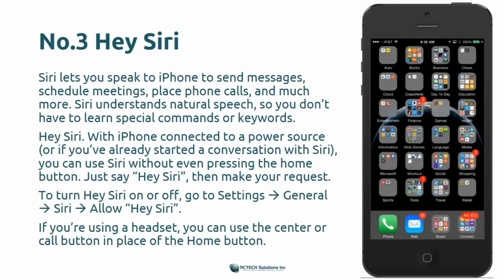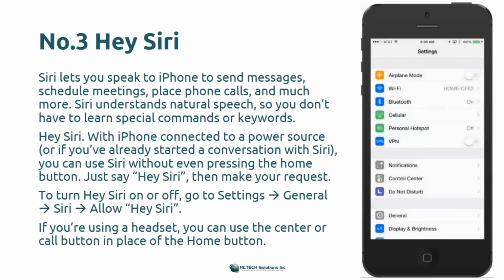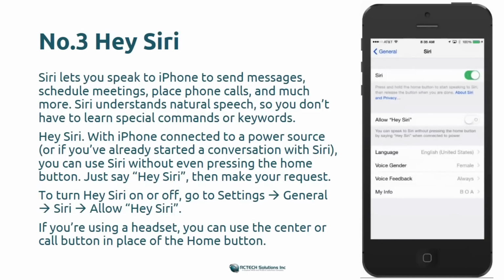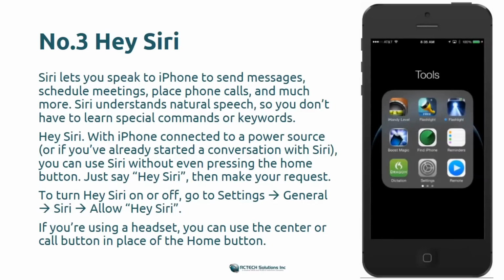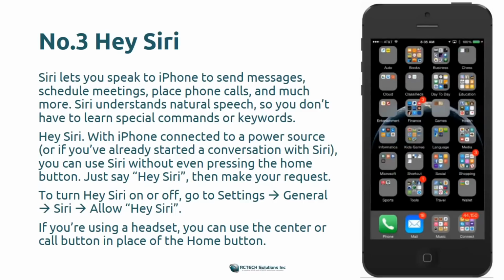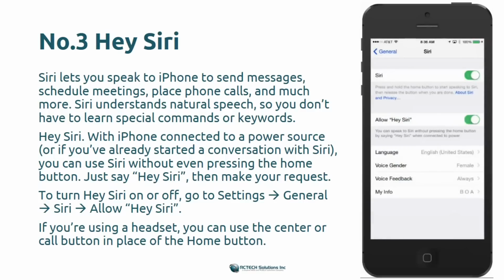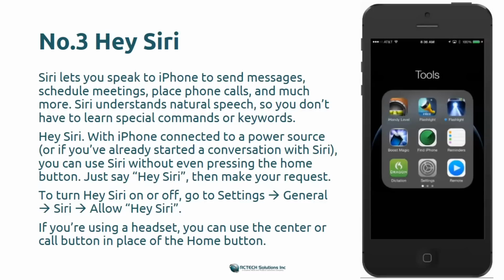To turn it on, go to Settings, then under General, Siri. That option is disabled on my phone, so I keep it disabled and go to my screen. If I say the words Hey Siri, nothing comes up. Go to Settings again, enable it, and go back to my home button.